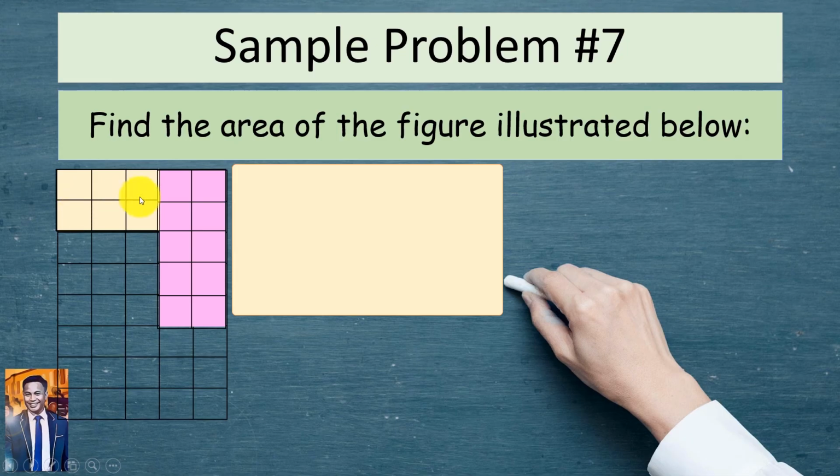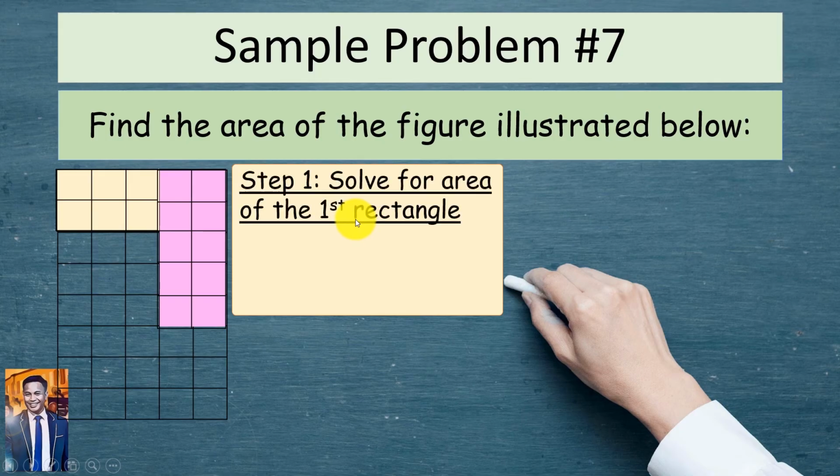Okay? So first, ito tayo sa ating figure na ito. Okay, we solve for the area of the first rectangle. Okay, we have first rectangle here and the second rectangle in color pink. Okay? So area is equal to length times width. The length of this is equal to 3 and the width is equal to 2. So 3 times 2, that is equal to 6 square units. So kung bibilangin natin siya, ayan, no? 1, 2, 3, 4, 5, 6 square units.